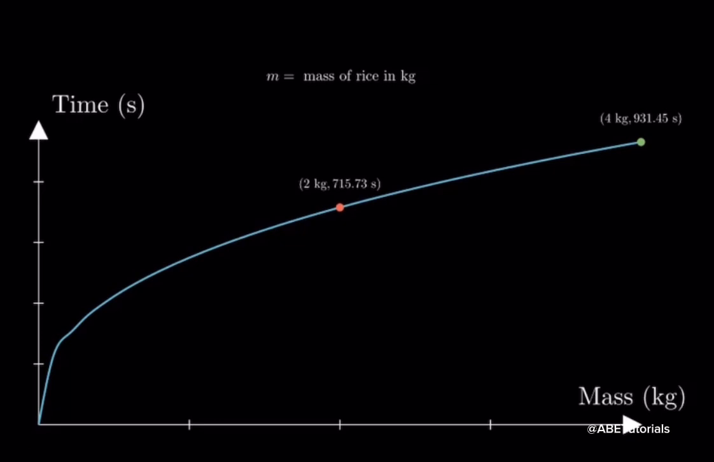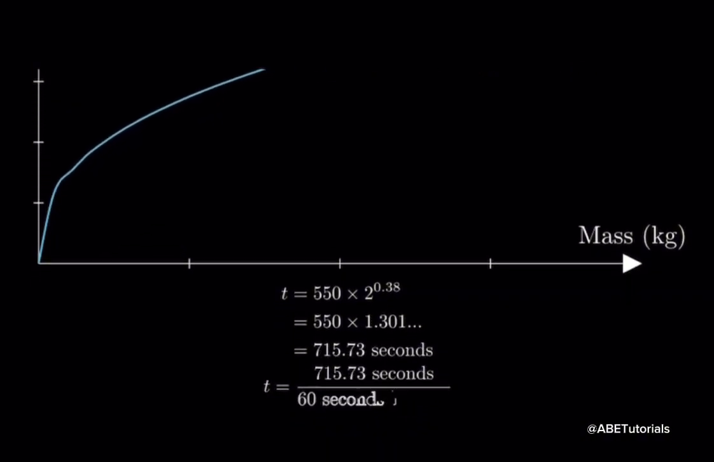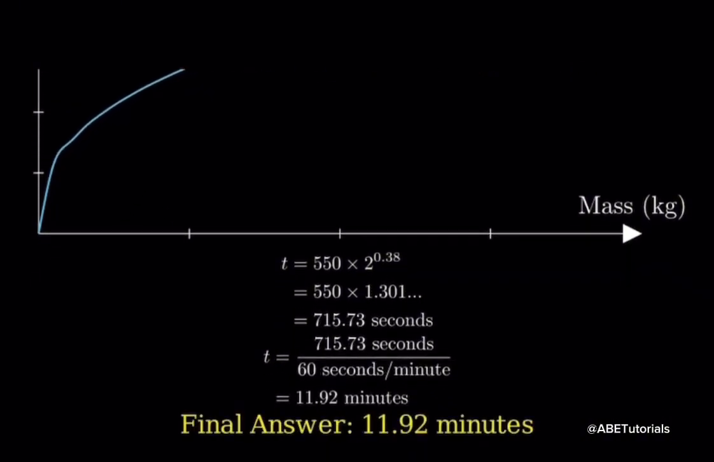Now, let's solve for our specific case of 2 kilograms of rice. We'll plug in 2 for m in our formula. That gives us 550 times 2 raised to the power of 0.38. Using a calculator, this equals 715.73 seconds. To convert this to minutes, we divide by 60 seconds per minute. This gives us approximately 11.92 minutes as our final answer.